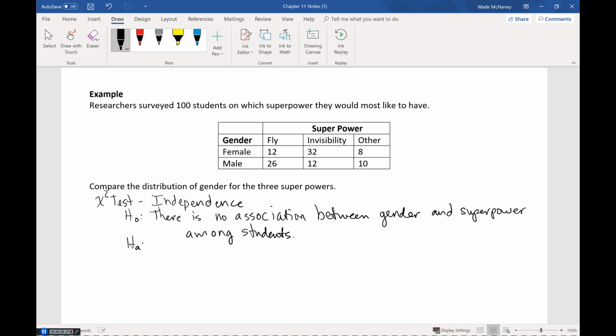There is an association between gender and superpower among students.